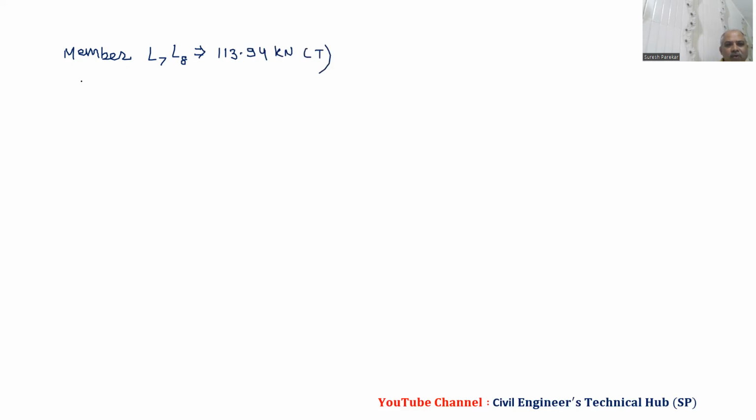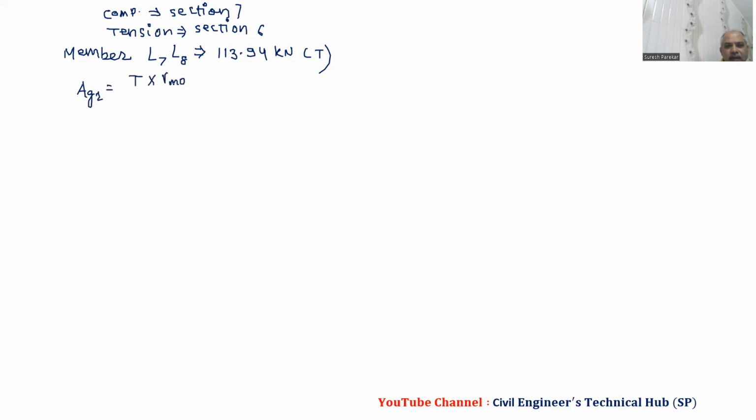Now we have to go to compression member. We have section compression member, we have section 7, and tension member we have section 6. And you have to go to section 6 and then see all this formula.